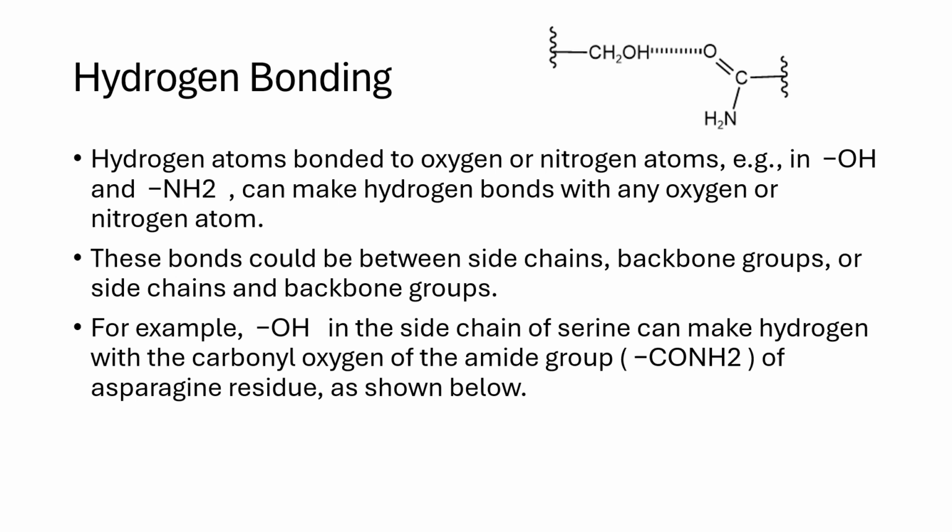Hydrogen bonding. Hydrogen atoms bonded to oxygen or nitrogen atoms, for example in OH and NH2, can make hydrogen bonds with any oxygen or nitrogen atom. These bonds could be between side chains, backbone groups, or side chain and backbone groups. For example, OH in the side chain of serine can make a hydrogen bond with carbonyl oxygen of the amide group CONH2 of asparagine residue, as shown below.